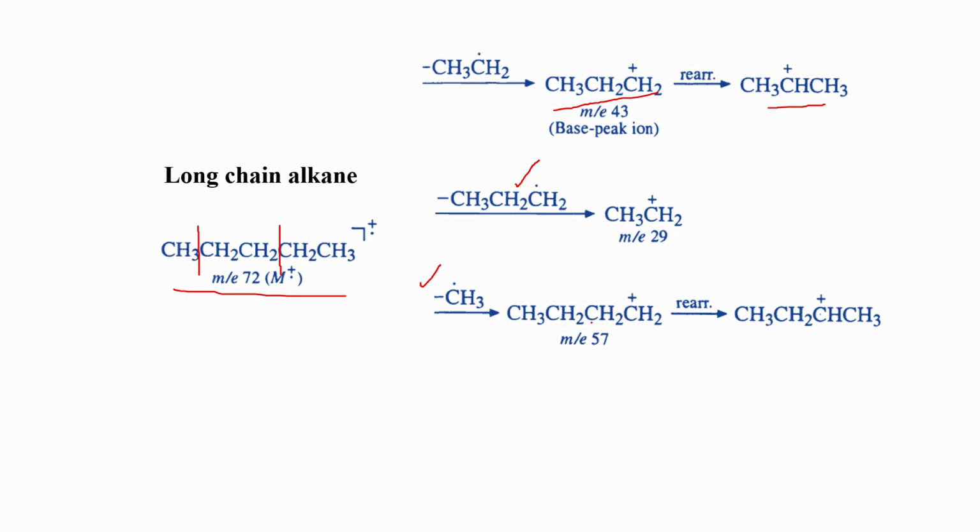Okay, another chance for fragmentation is here. A propyl radical is eliminated to form methyl carbocation. But you know, methyl carbocation is very unstable, and hence its peak is also of very low intensity.